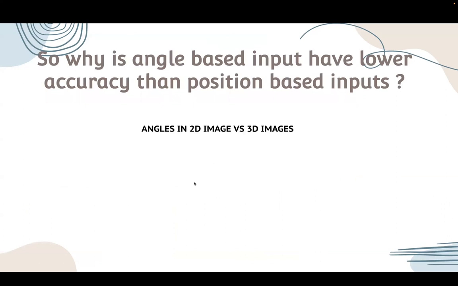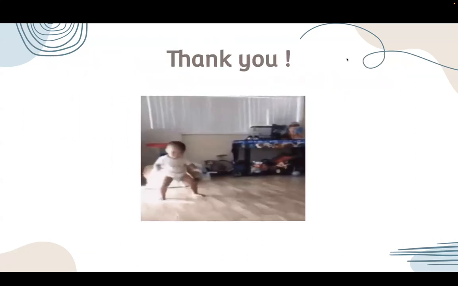So, as we had a question about why the angle-based inputs have lower accuracy than the position-based inputs, which was asked by Charan, answering that question: angle is not always true between the joints in 2D images. It varies hugely based upon the camera orientation. So we can observe lower accuracy for angle-based inputs. So that clears your question.